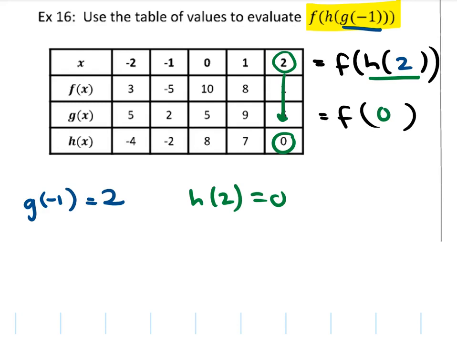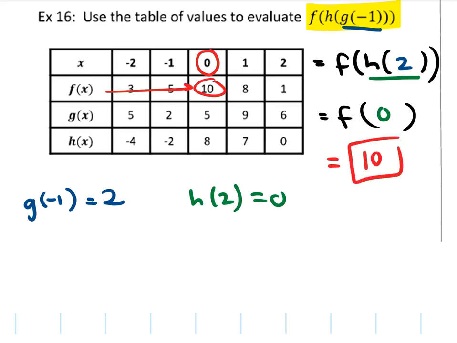So we are almost there. The last thing for us to do is look at what happens when x equals 0. So we're looking at x equals 0, and this time we're looking at the f function. So that means we'll look at the f of 0, which actually gives us 10. And we are all set. So if I want to rehash, f of h of g of -1 is equal to 10.